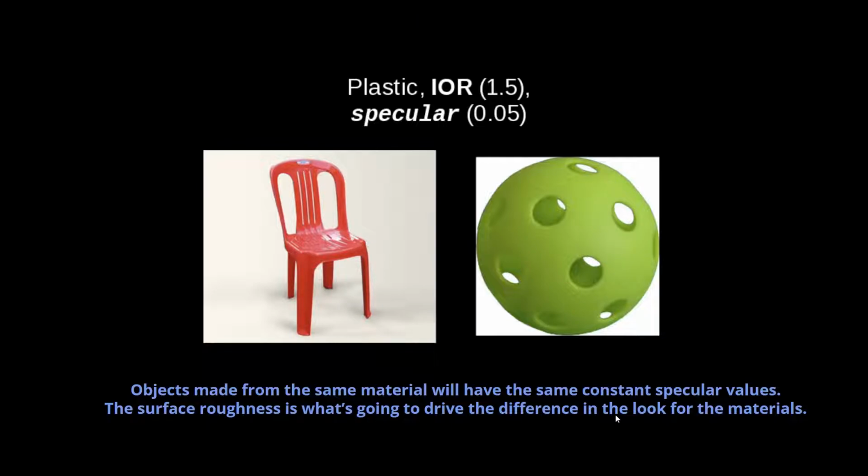Surface roughness is what makes the reflections look different. With these two, it looks like this one is reflecting more and this one is reflecting less, but that's just due to the roughness spreading out that light. It's spread out, so it looks softer or less intense, but because these are both plastic, they're actually reflecting the same amount of light.